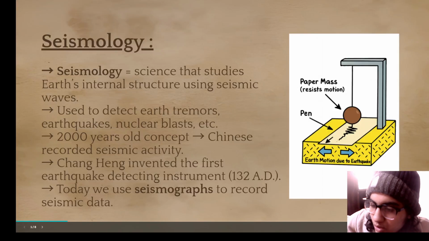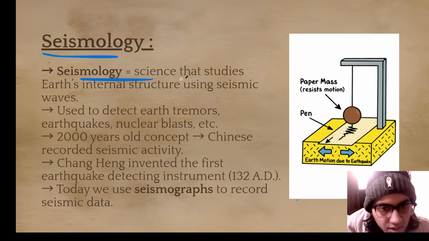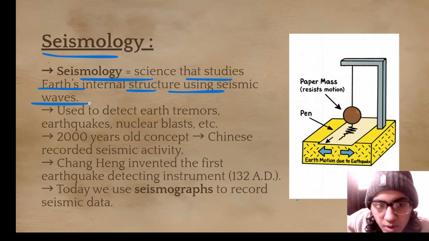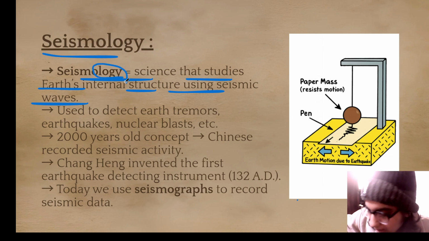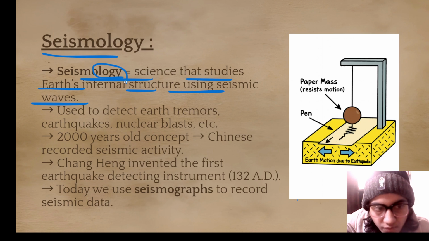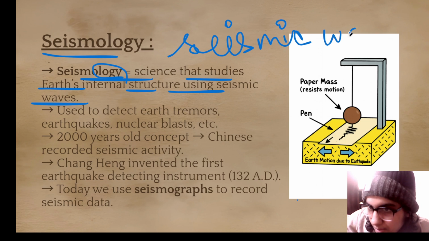Seismology. So seismology is basically the science that studies Earth's internal structure using seismic waves. Okay, so this is where the root word "logy" comes from. That means it is something related to the study of. So here it means the study of Earth's internal structure using seismic waves. Here comes the main part: using the seismic waves.